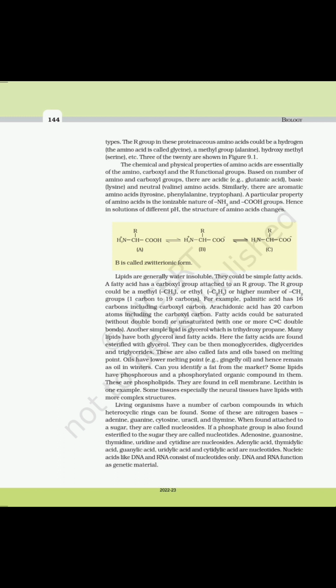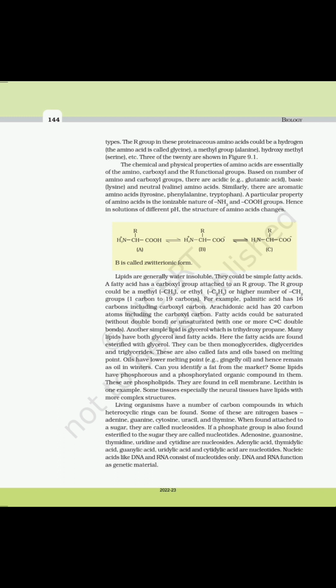Can you identify a fat from the market? Some lipids have phosphorus and a phosphorylated organic compound in them. These are phospholipids. They are found in cell membrane. Lecithin is one example. Some tissues, especially the neural tissues, have lipids with more complex structures.